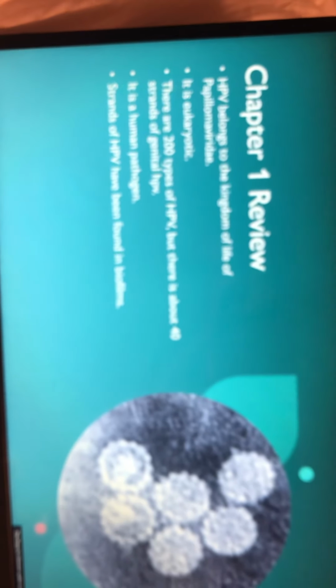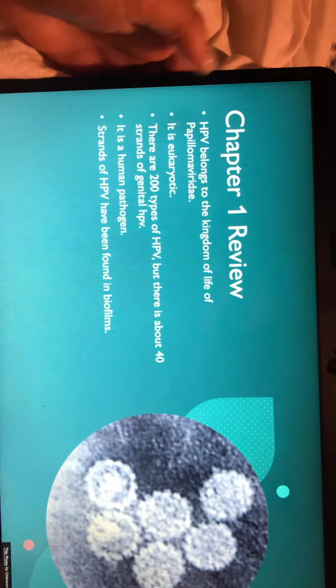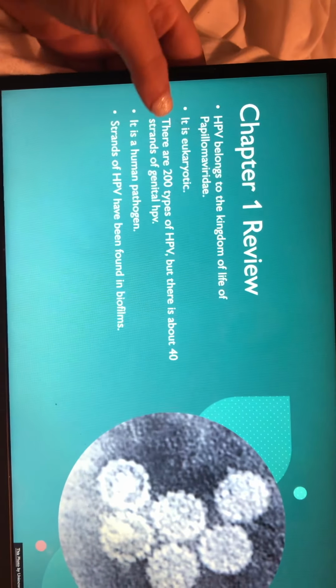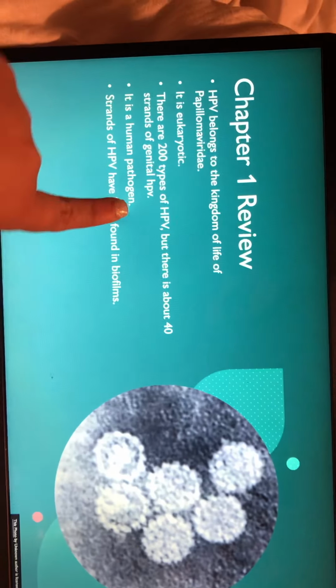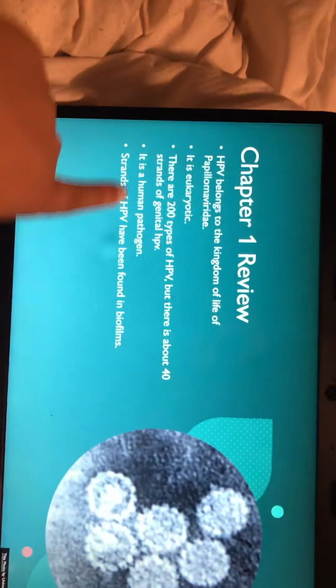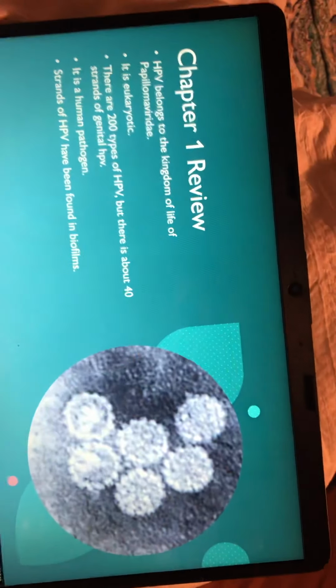And then to show that it's me. And then here's chapter 1 review. It's just showing what kingdom of life it belongs to. And it's eukaryotic, that there's 200 types of HPV, but there's only 40 strains of genital HPV. It's a human pathogen, and strains of HPV have been found in biofilms. And then there's just a picture right there.